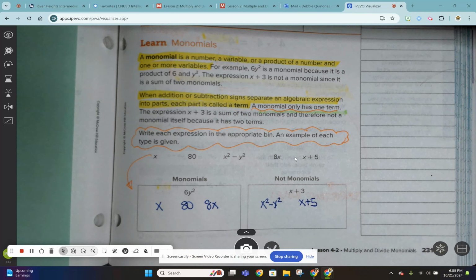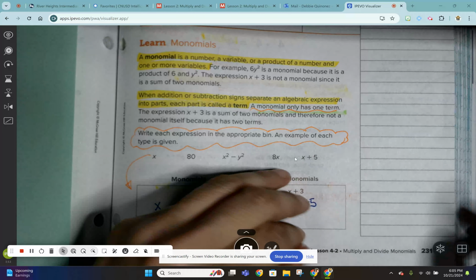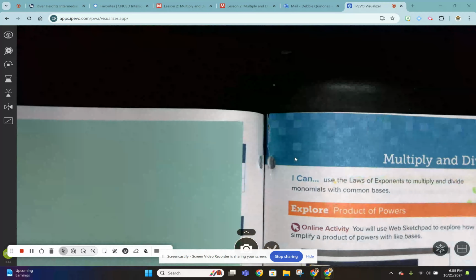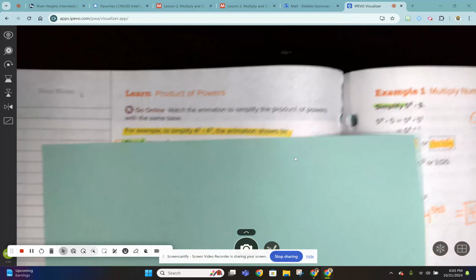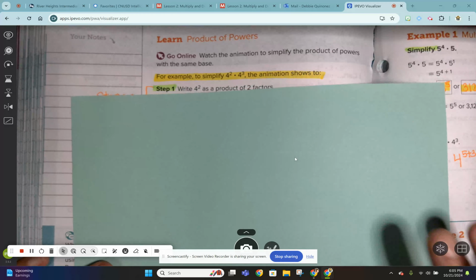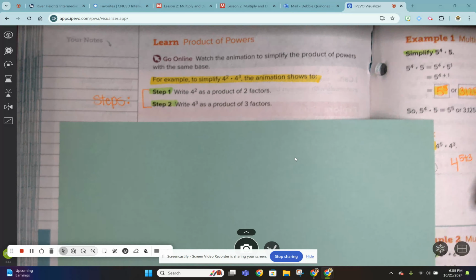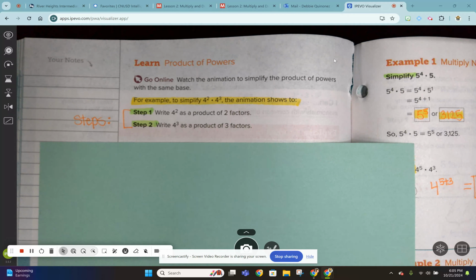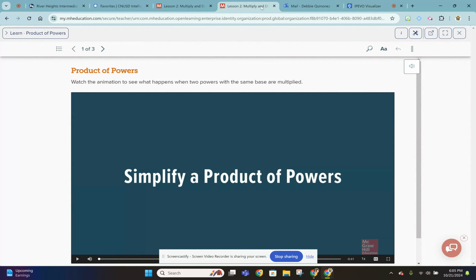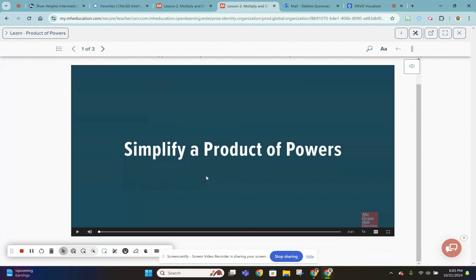All right, now that we know our vocab, let's flip it over to the next page here, okay? So over here, our book is going to be teaching us a really important rule for how to find powers of products. They give us some really good steps here. And I also kind of liked the video that our book included, so we're going to try and watch that real quick. Hopefully it'll work for us. Okay.